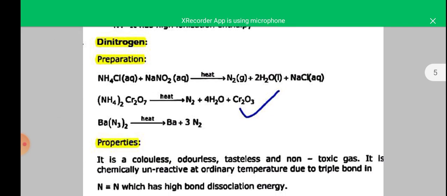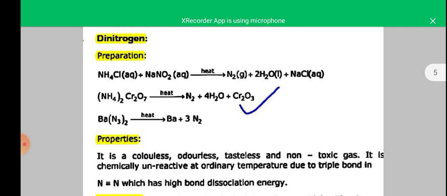Now see some compounds of group 15 elements. First compound is dinitrogen, N2. Preparation of dinitrogen from ammonium dichromate is given in the syllabus. You have to read the second reaction. Ammonium dichromate, (NH4)2Cr2O7, on heating gives N2 + 4H2O + Cr2O3. This reaction is given.